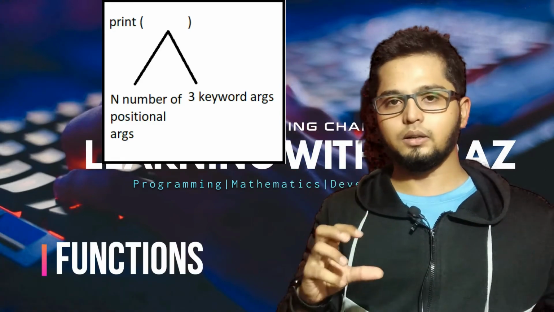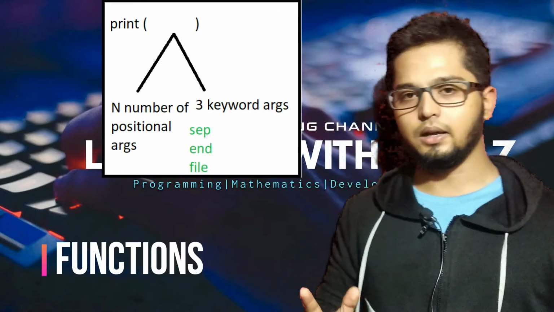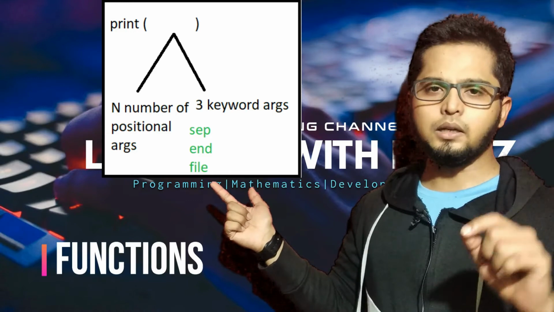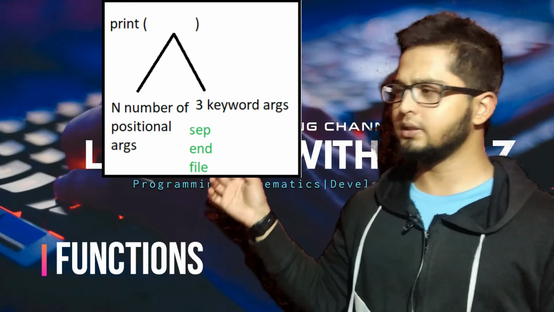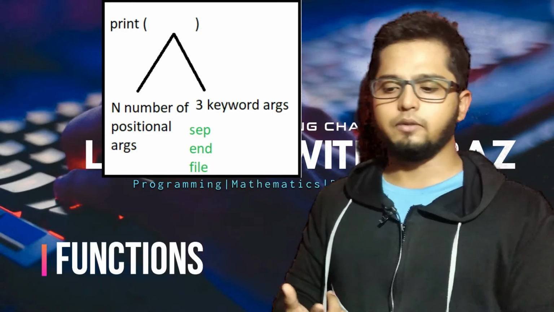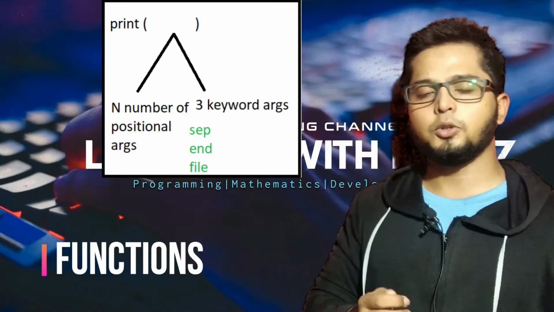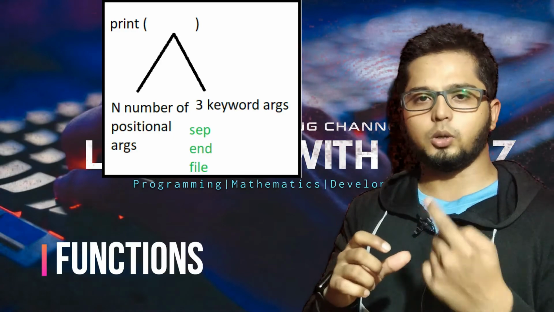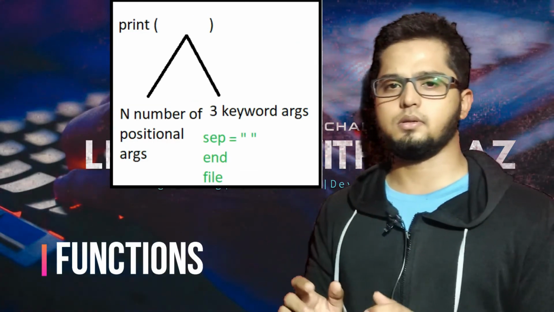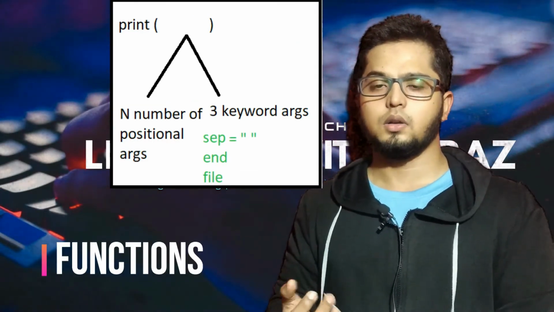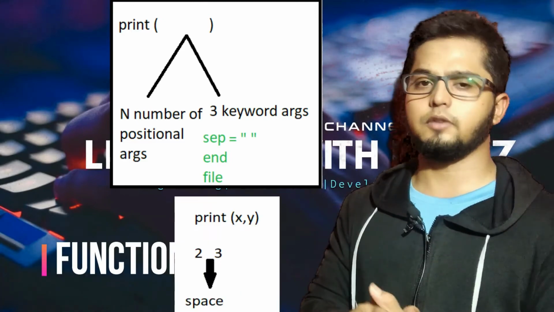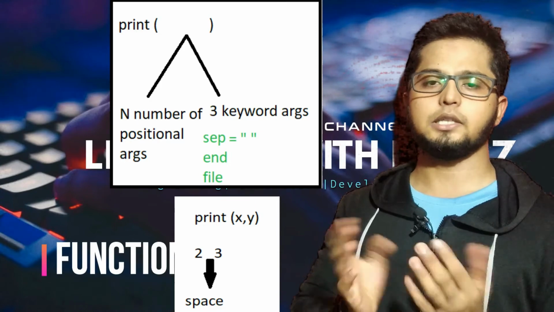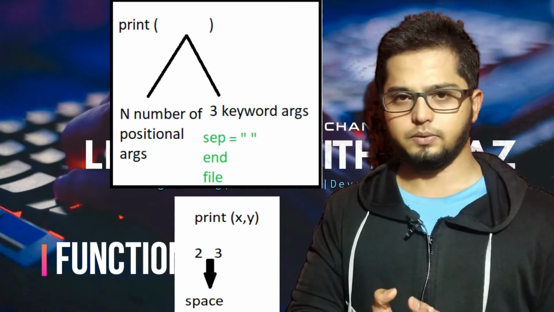The three keyword arguments that the print function uses are sep, end, and file. Let me give you the default values of everything. The sep keyword argument has a default value of space. How will you know that? For example, if you print x comma y, it is automatically going to put a space. That is the default value of the sep keyword.